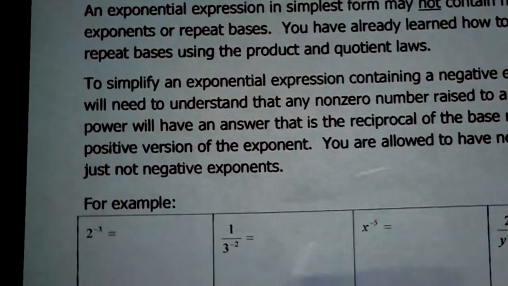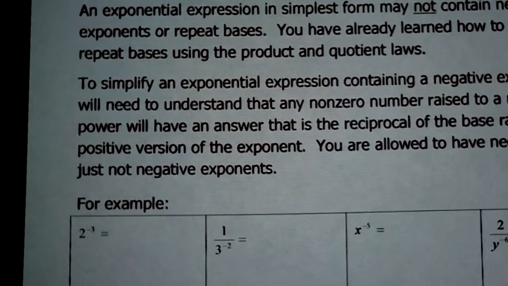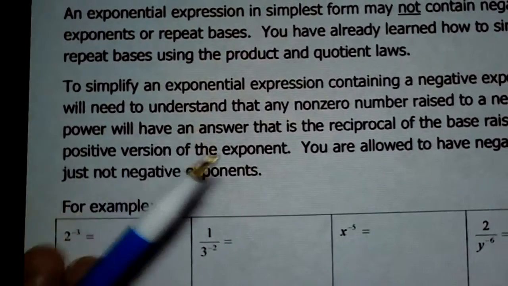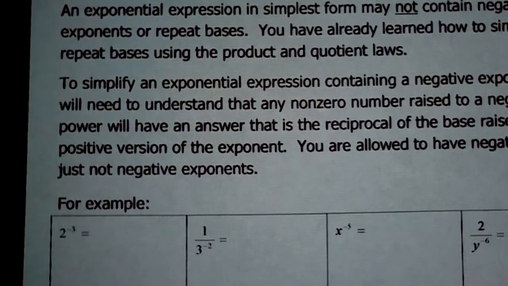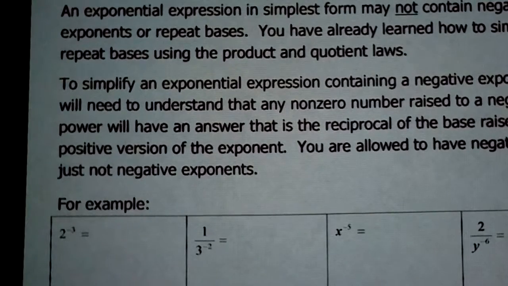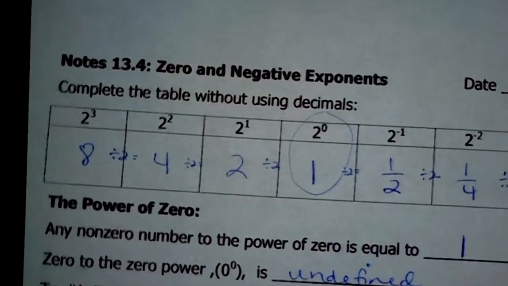To simplify an exponential expression containing a negative exponent, you need to understand that any non-zero number raised to a negative power will have an answer that is the reciprocal of the base raised to the positive version of the exponent. You are allowed to have negative bases, just not negative exponents. Those are a lot of words. Let's jump back up here to the pattern so you can see what I'm talking about.